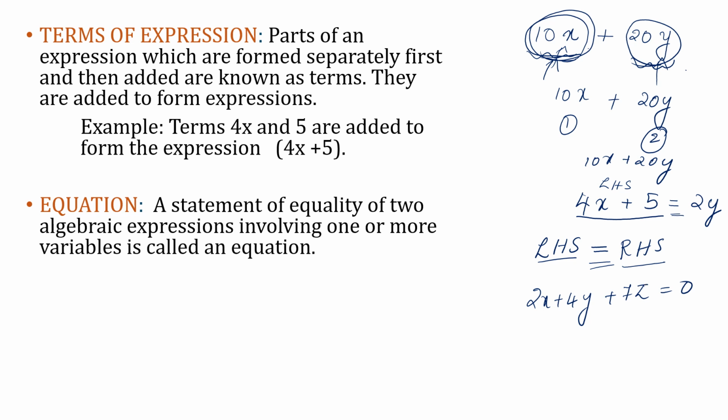Here also we have a left hand side, one equal to symbol, and a right hand side. Here more variables are there: x is a variable, y is a variable, z is a variable. And how many terms are there? Here 1, 2, 3 terms are there in the left hand side.